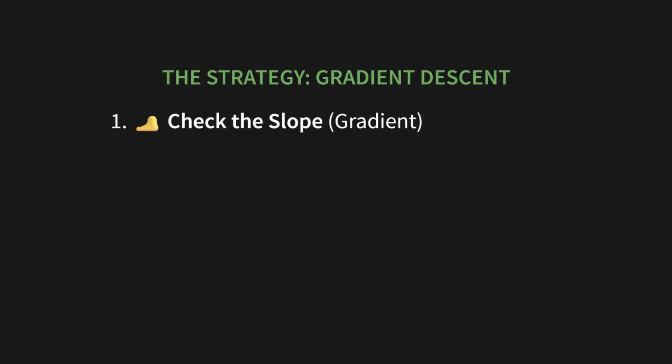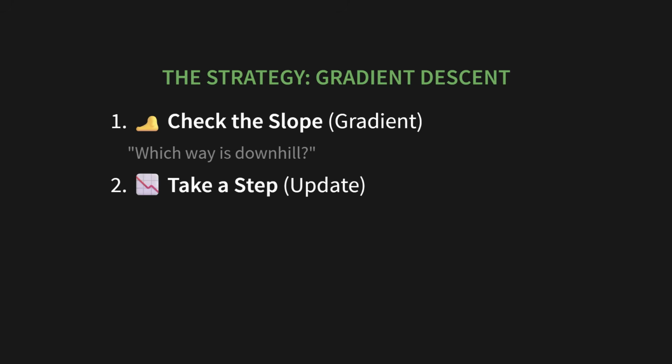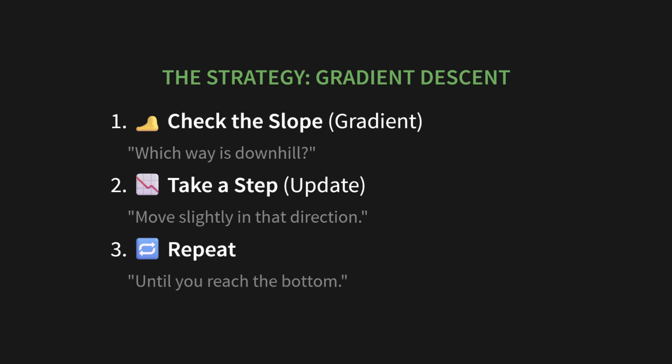1, check the slope. This is what we call the gradient. We're just asking a simple question. Which way is downhill from here? 2, take a step. Move slightly in that downhill direction. And 3, repeat. You just keep doing that, checking the slope, taking a step, checking the slope, taking a step, until you finally reach the bottom.